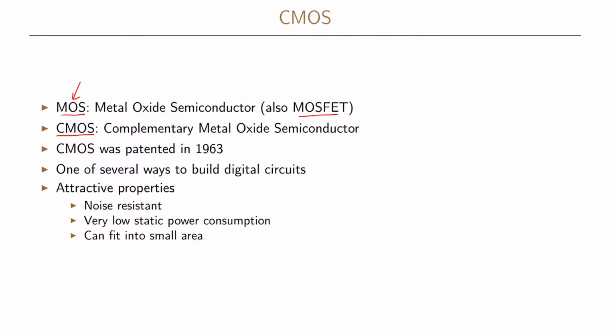And this technology was patented in 1963, but the transistor was developed in 1959. And CMOS is just one of several ways to build digital circuits. There are other ways to design our gates, such as using, for example, what is known as resistor-transistor logic, or what is known as transistor-transistor logic.